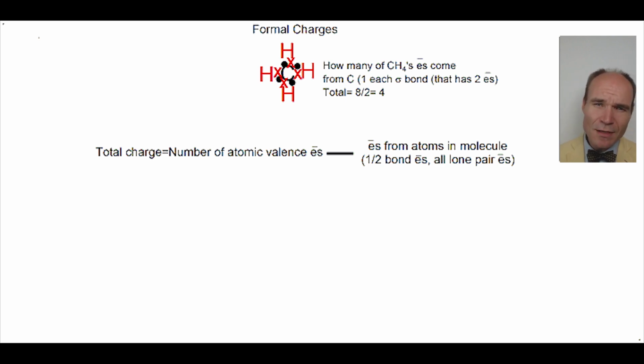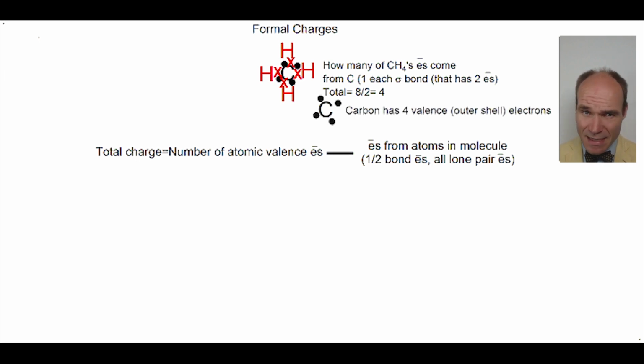Now, in general, if we were to go to the periodic table and calculate the valence electrons for carbon, that would come out as 4. So to do the mathematics, 4 minus 4 equals 0. This carbon is neutral. It doesn't have a formal charge. That's not always the case.